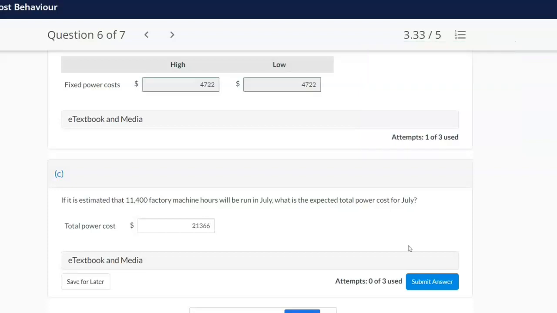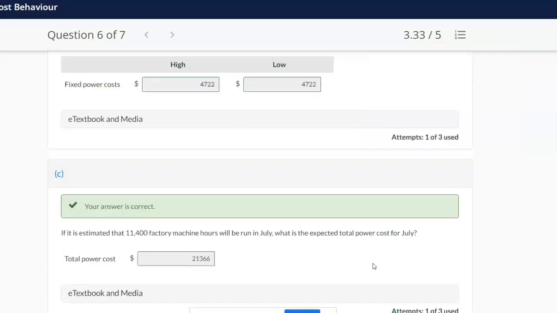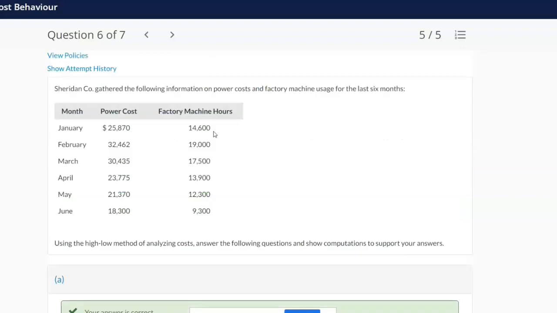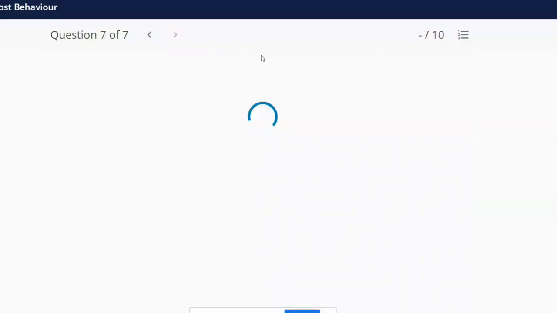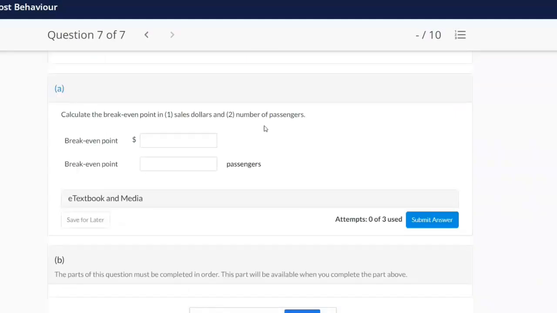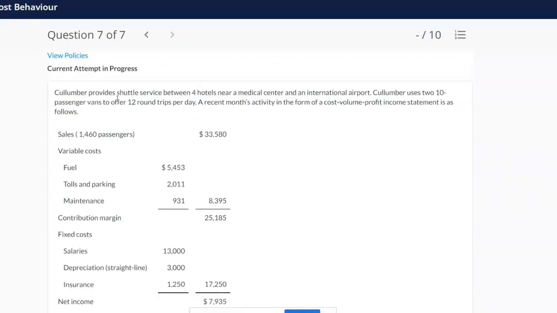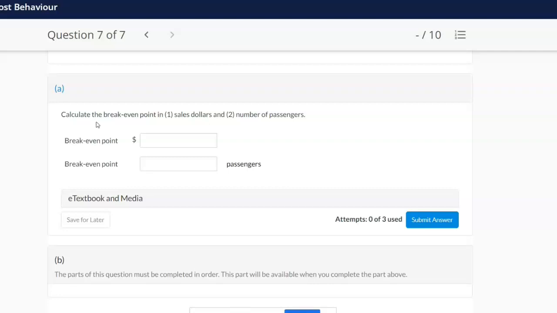Okay, that should be right. Let's see what he says. Good. One more. We have a lot of information. Calculate the break-even point in one, sales dollars, and two, number of passengers.